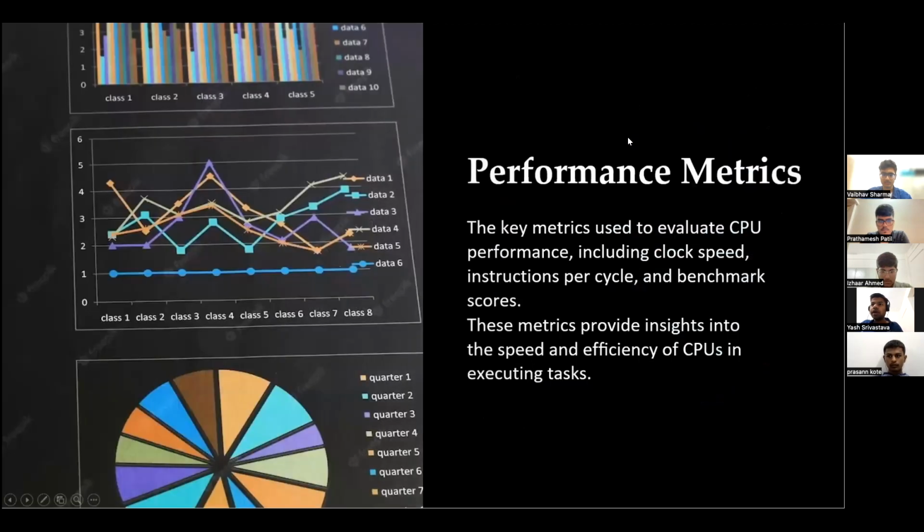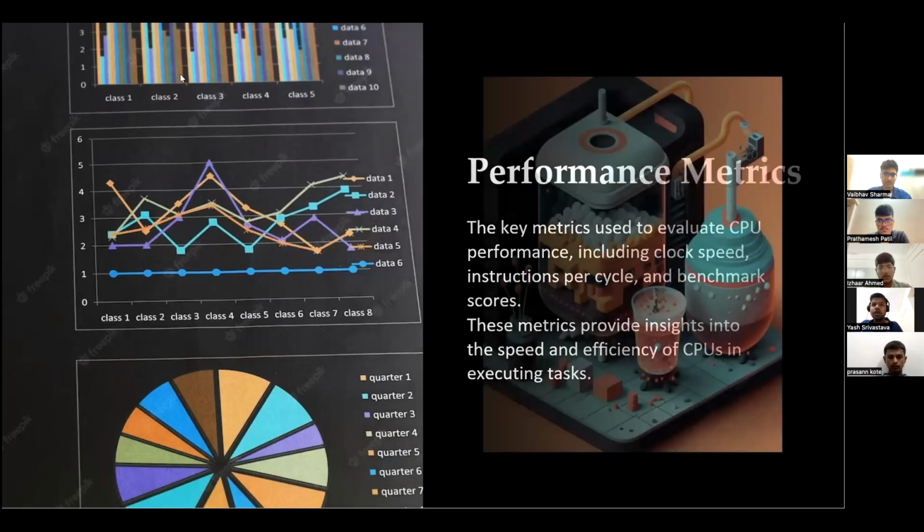Performance metrics. The key metrics used to evaluate CPU performance include clock speed, instructions per cycle, and benchmark scores. These metrics provide insights into the speed and efficiency of a CPU in executing tasks.